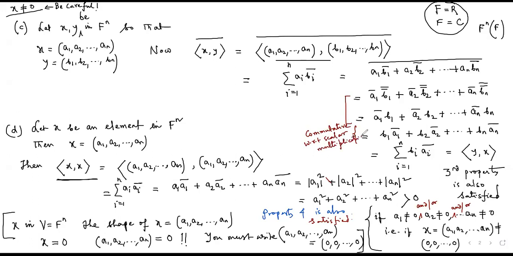Because if F equals R, if F is the real number set, then we know that for any two real numbers x, y, xy is simply yx. This is the simple commutativity that has been used over here. That has nothing to do with any other special property.